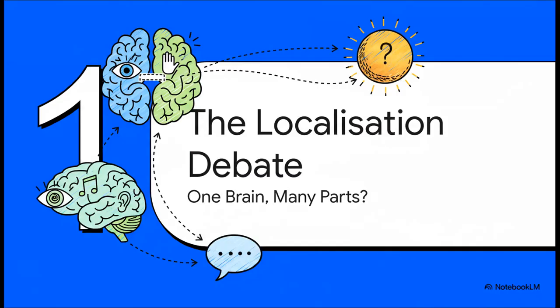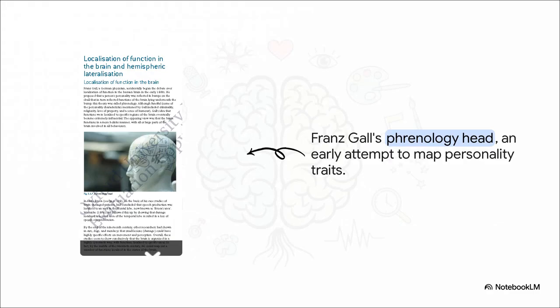Okay, let's begin with the massive question that started this entire field of study. How is the brain put together? Is it one giant do-it-all supercomputer? Or is it more like a massive factory with different departments, where each one has a very specific job to do? Way back in the early 19th century, this guy, Franz Gall, came up with the theory called phrenology.